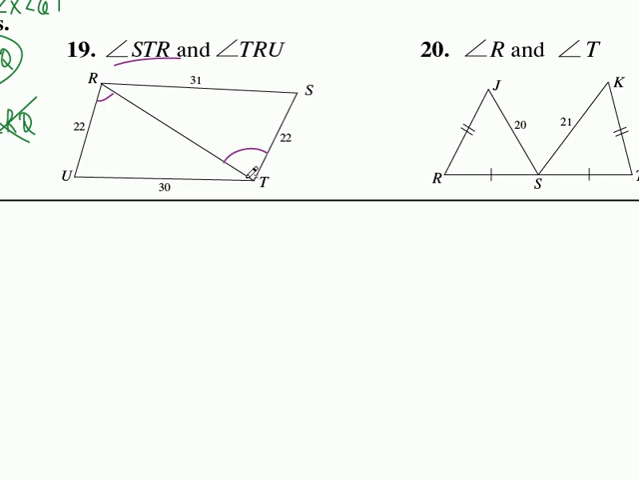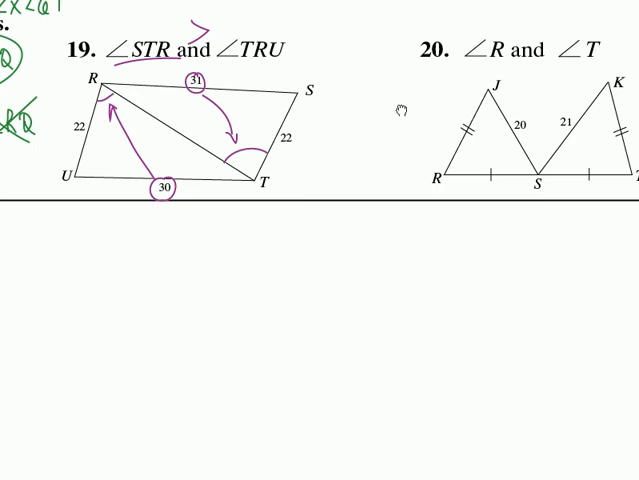Let's compare it the way they say. STR. Which one's STR? This one. STR is what to TRU? So we're comparing this one to this one. So what is it? It's greater than. So angle STR is what? Greater than angle TRU. And that's what you do. Okay? Since that side was bigger than this side, you look opposite. So the angle opposite the bigger side is bigger than the angle opposite the smaller side. See it? That's 31, that's 30, so this angle is bigger than this angle.